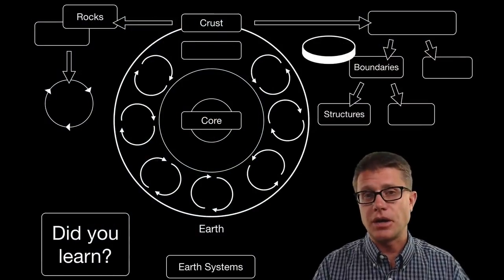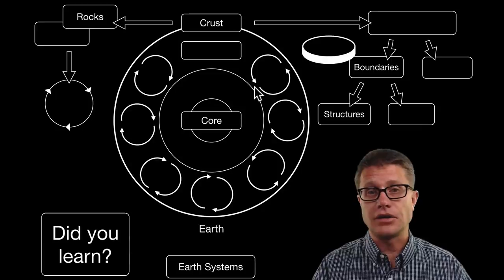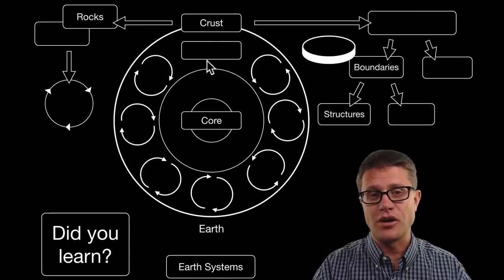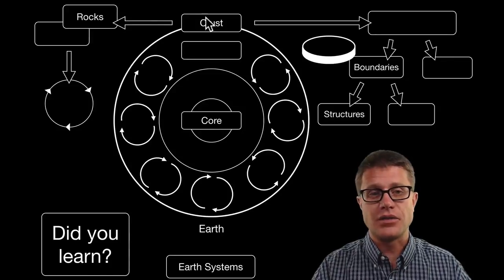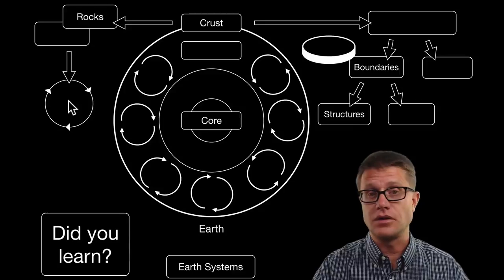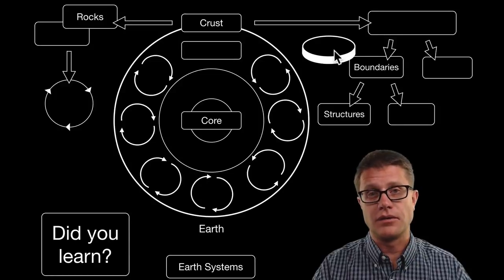And so did you learn about Earth systems? Can you stop the video and try to fill in the blanks right now? I'd pause the video, but if not, I would say we've got a center core, we've got a mantle and a crust. The crust is made up of rocks, which in turn are made up of minerals, which is reshaped using the rock cycle. These plates move on the surface. We call that plate tectonics. An example would be the Ring of Fire.